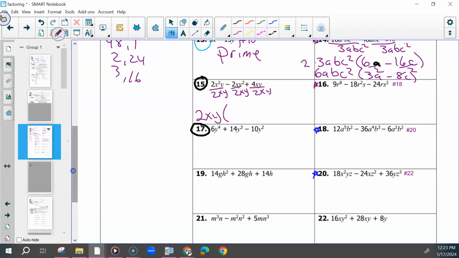When you get the hang of this, you can stop doing this dividing part. If it helps you, you can keep doing it. You do have to do this part though. So if we divide each piece, let's go one step at a time.